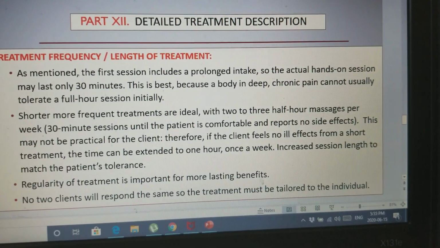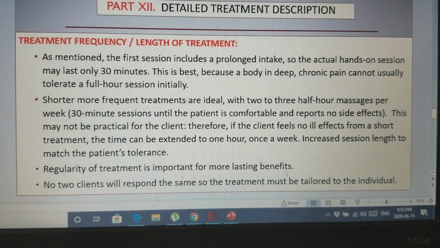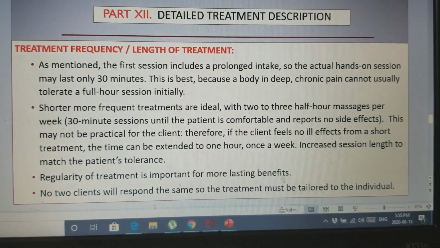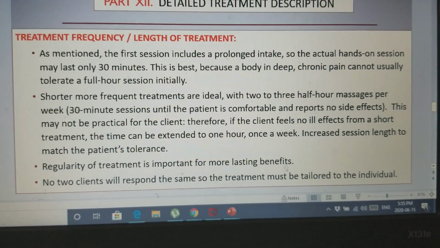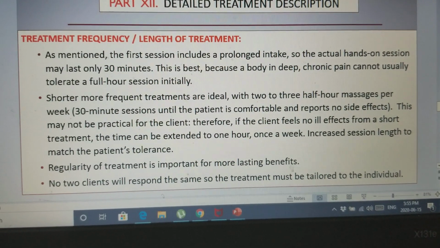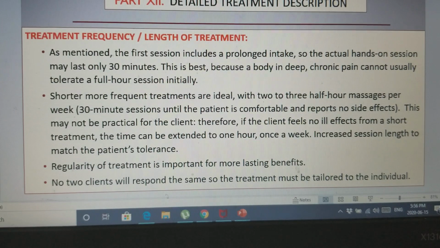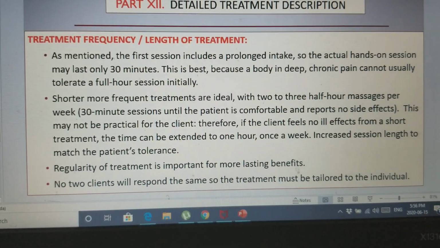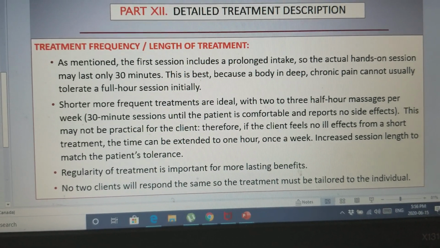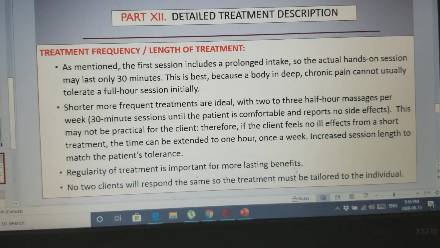And we have here the detailed treatment description, which includes treatment frequency or the length of treatment for a client with a fibromyalgia condition. So this is more of massage therapy treatment. As you can see, these sessions may only last 30 minutes or less. It cannot be done for more than 30 minutes or as a prolonged treatment for this kind of condition.